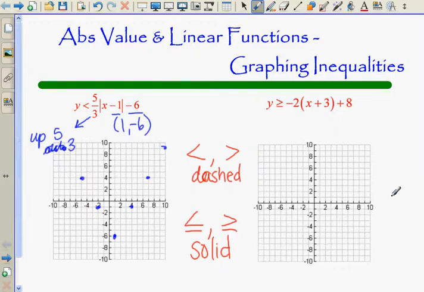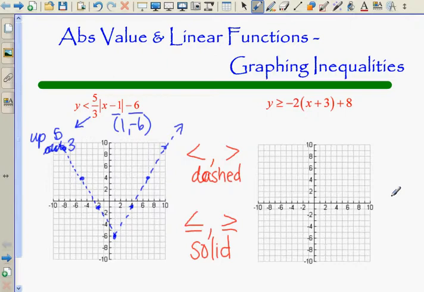All right, now before I connect it and make it a solid line, we need to notice that this is just a plain less than. It is not a less than or equal to. So we need to make this a dashed line. So I'm going to just connect this with dashes. Okay, and there is my absolute value.